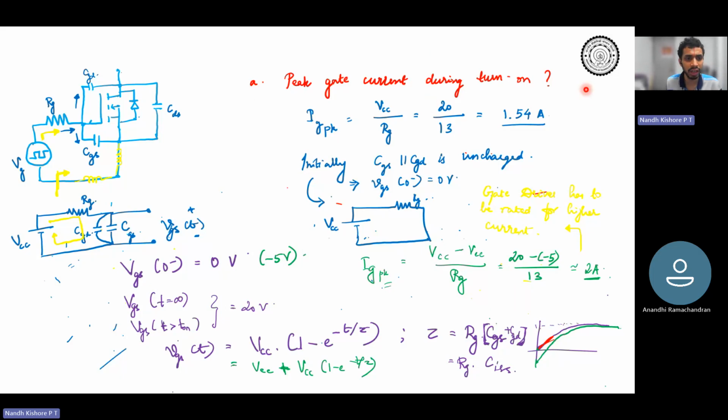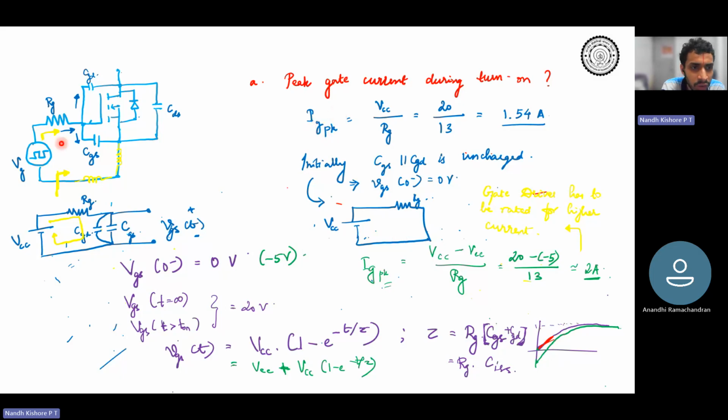So the peak gate current is basically: take the gate source circuit, where the capacitor is initially uncharged or negatively charged. That is the instant at which there will be maximum gate current. As time goes on increasing, your capacitor gets charged up more and more, so the current will go on reducing and finally reach zero. And one more thing we saw is that this is the peak gate current and it is drawn from where?